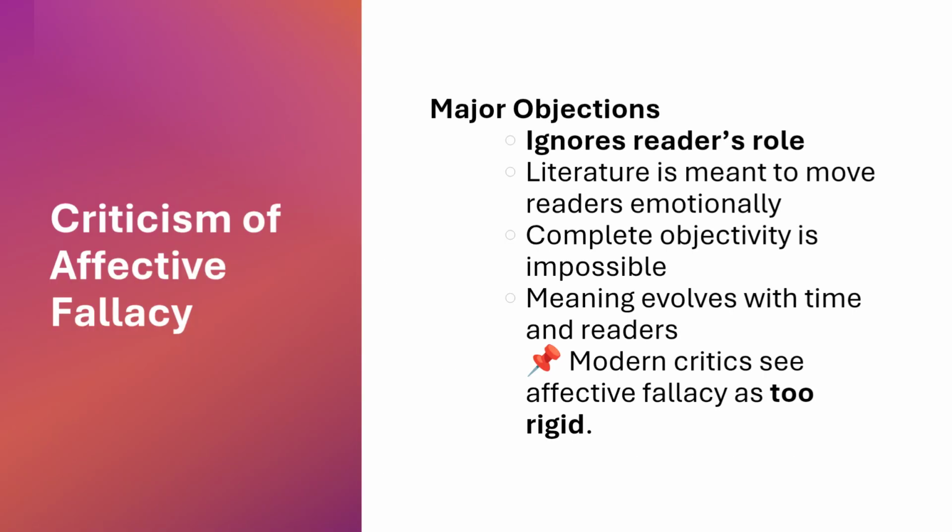Criticism of affective fallacy. Now let us understand the limitations. Major criticisms include: literature is meant to emotionally affect readers. Reader cannot be completely removed. Meaning changes with time. Total objectivity is impossible. Therefore, modern critics feel affective fallacy is too rigid and mechanical.